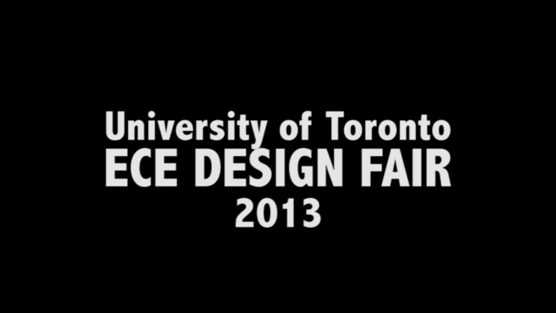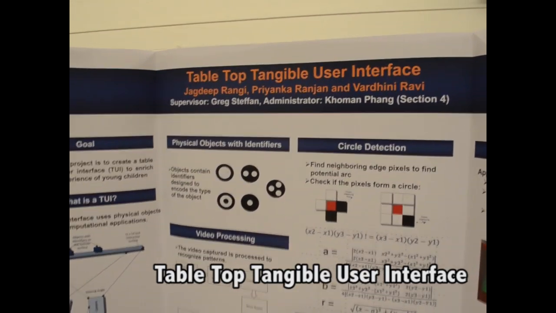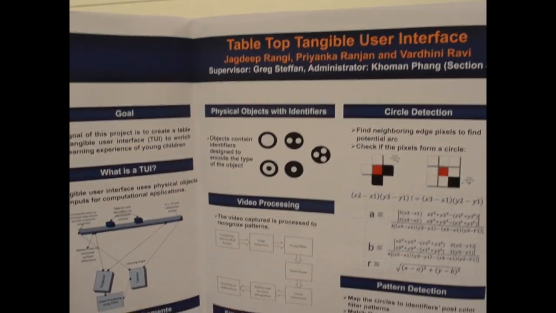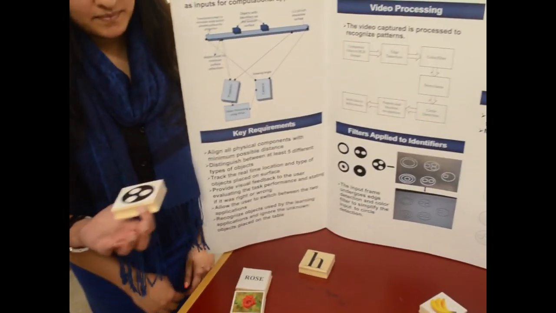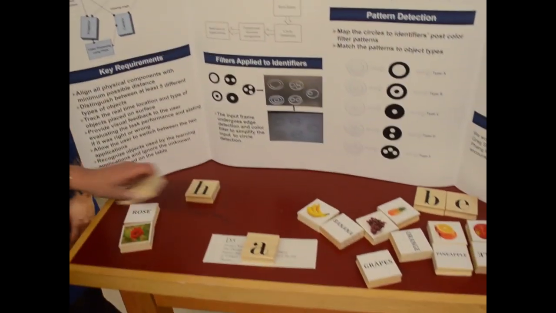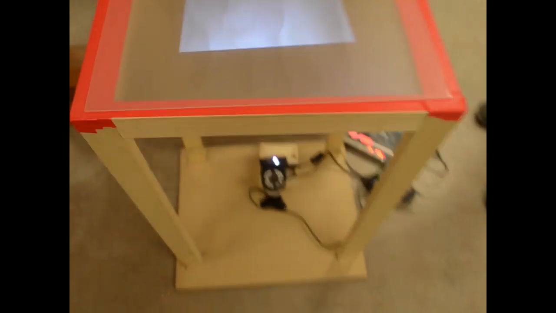We are a team of three. What we are trying to create is a tangible user interface. The main purpose is to take physical objects as inputs to the applications, instead of taking a keyboard or a mouse click. As you can see, we have a camera underneath the table.